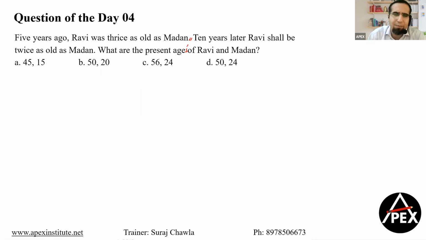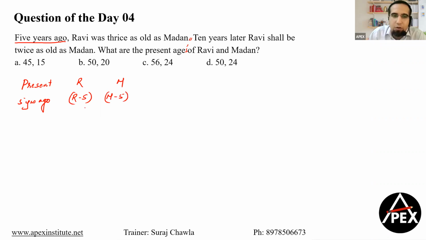Now, if I go with the basic mathematical rule, I assume the present ages. Present age of Ravi is R and Madan is M. Now, one part of the question says 5 years ago. So let me write the ages 5 years ago. 5 years ago, Ravi's age would be R minus 5 and Madan's age would be M minus 5.